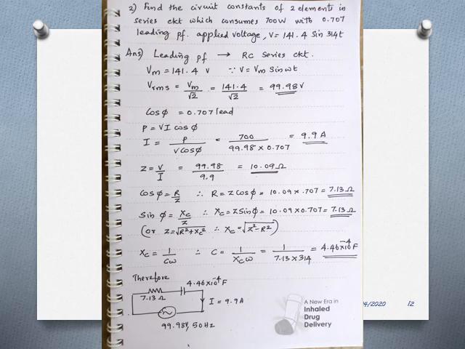Next you need to find the capacitive reactance Xc. Either you can find it using sin phi, or you may find it from the impedance equation. Sin phi is the opposite side divided by the hypotenuse from the impedance triangle. So it is Xc divided by Z. Therefore Xc becomes Z sin phi. Then you will get it as 7.13. Or you may use the equation Z is equal to square root of R square plus Xc square. Therefore Xc is square root of Z square minus R square.